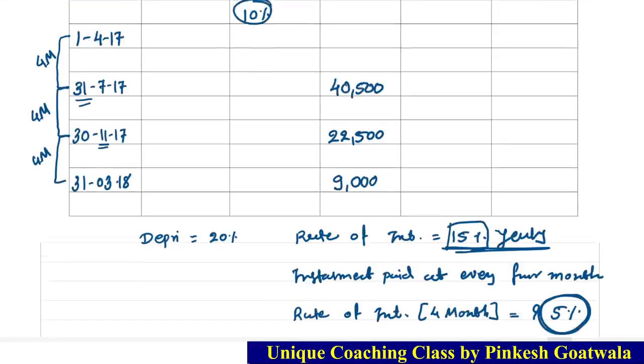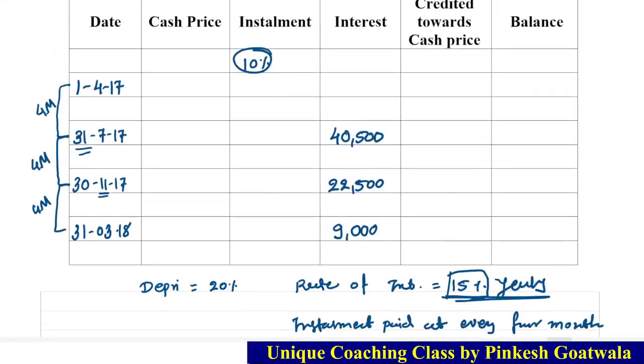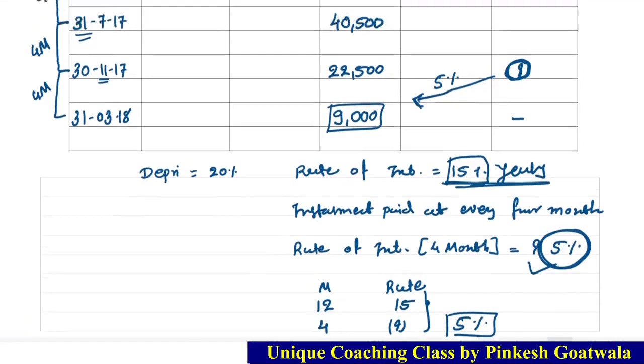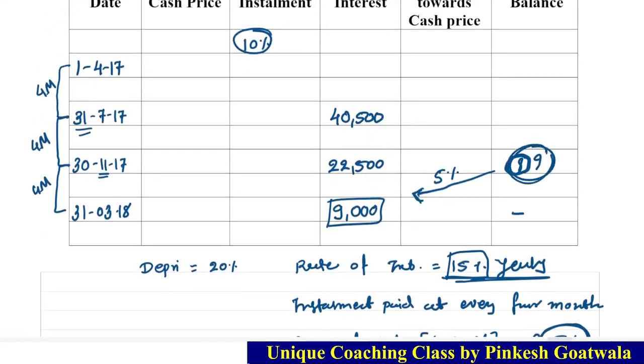Now how to calculate, how to find out the balance? Very simple. Here we have to suppose. Let's start from this last one. Whatever the balance is here, 5% of it gives 9,000. We don't know what the actual balance is here, but whatever the balance, we took 5% of it so that we get 9,000, because the rate of interest here is 5%.